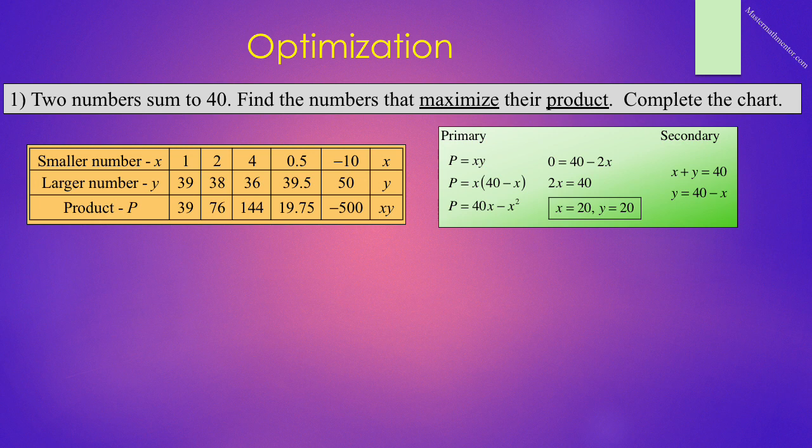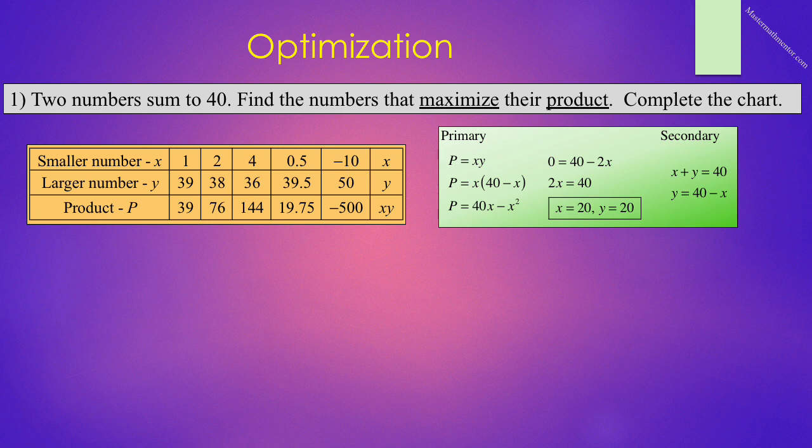We now take the derivative. 0 equals 40 minus 2x. And we get 2x is equal to 40, and therefore x is 20. And because y is 40 minus x, y is 20 as well. We could use our first or second derivative test to determine whether these numbers represent a maximum or minimum. However, looking at the chart, it's clear that it represents a maximum.